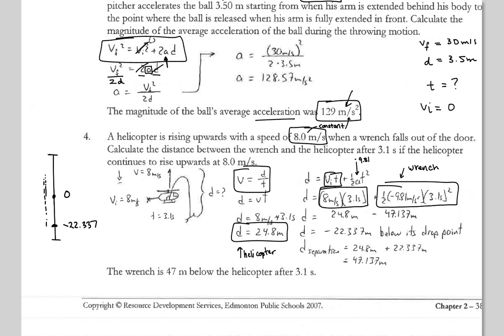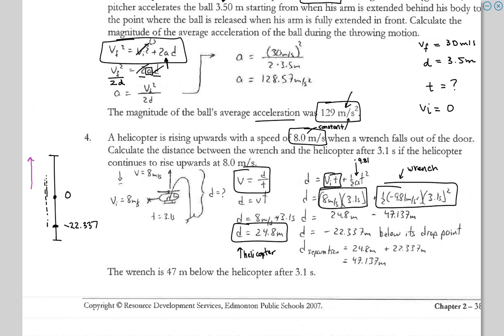So that formula will spit out displacement, okay? And your acceleration vector for gravity is down. So put the negative on there. This displacement formula is perfect, okay? You end up getting this negative 22. Keep in mind that at the same time, the helicopter is just cruising up here like this at a constant v. So now the helicopter, from the reference point when the wrench fell, it's got a plus 24.8 up from this reference point, while the wrench, after 3.1 seconds, is down here.